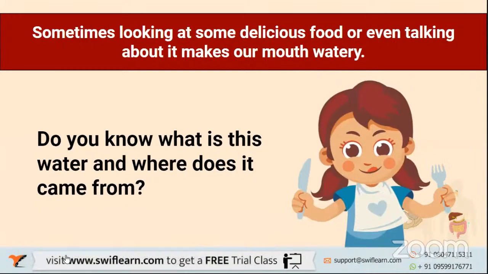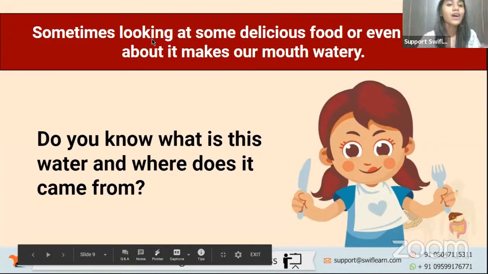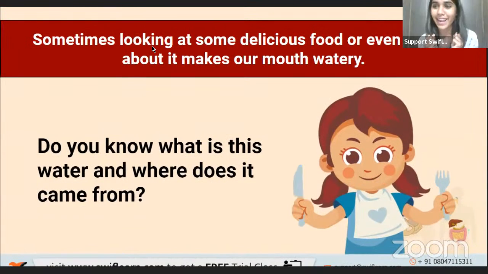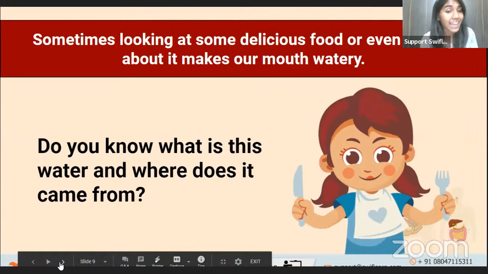Sometimes, looking at some delicious food, you must have noticed that your mouth starts watering. Whichever is your favorite food, when you see it, your mouth starts watering, right? Like if you see a hot samosa, or hot jalebis, or if you love pizzas or burgers. Do you know why that happens? Well, it happens because your salivary glands start secreting saliva.